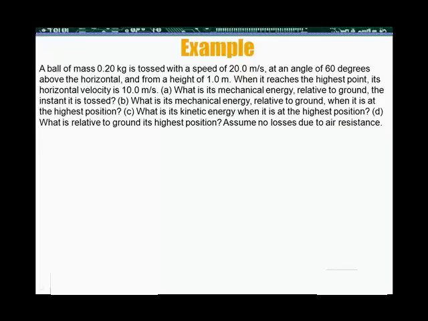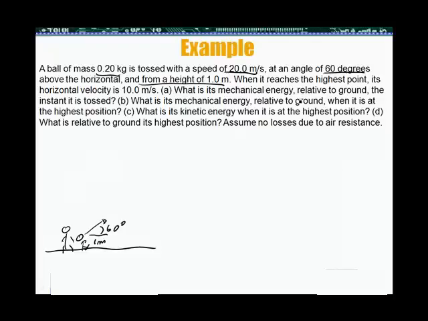Okay, in this recording, we are going to work a couple more examples. We have a ball of mass 0.2 kilograms that is tossed with a speed of 20 meters per second, but there is a twist here, at an angle of 60 degrees above the horizontal and from a height of 1 meter. So if this is ground level, this is the person doing the tossing. The ball is going to be tossed from 1 meter and it's going to be tossed at an angle of 60 degrees above the horizontal.